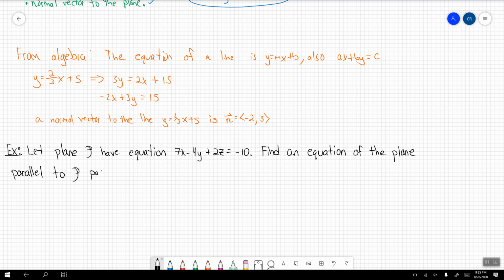Passing through part A, the origin, and part B, this is going to pass through point Q, which is given by 2, -1, 3. Alright, so take some time, write the question down.